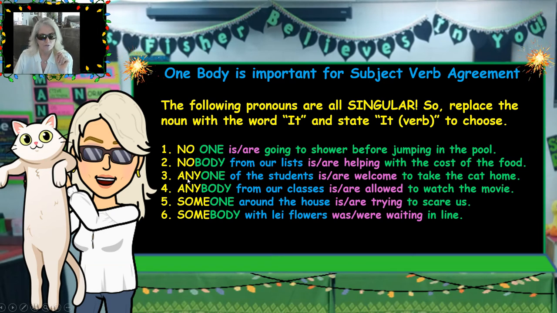The third one. Now you do the same thing for each one, and I'm not going to tell you the answer. I'm just going to read it to you, and you have to put the right one. Anyone of the students is or are welcome to take the cat home. Anybody from our classes is or are allowed to watch the movie. Someone around the house is or are trying to scare us. Somebody with late flowers was or were waiting in line. All right, hopefully you chose, in each one of those, singular. So you should have chosen is, and was.